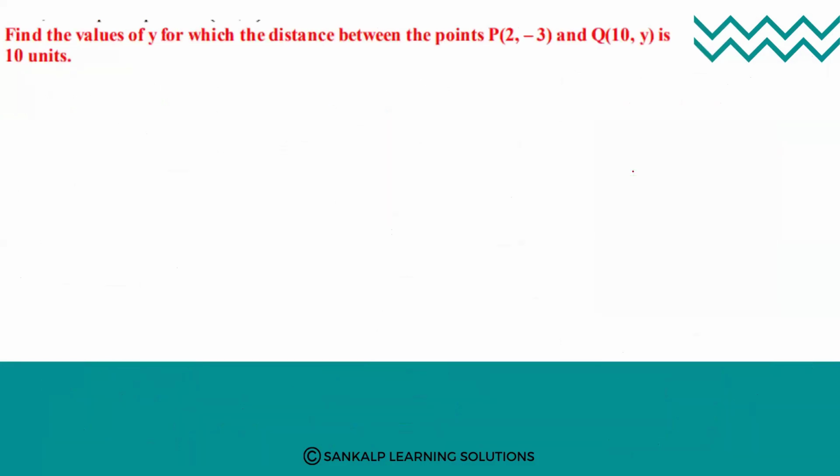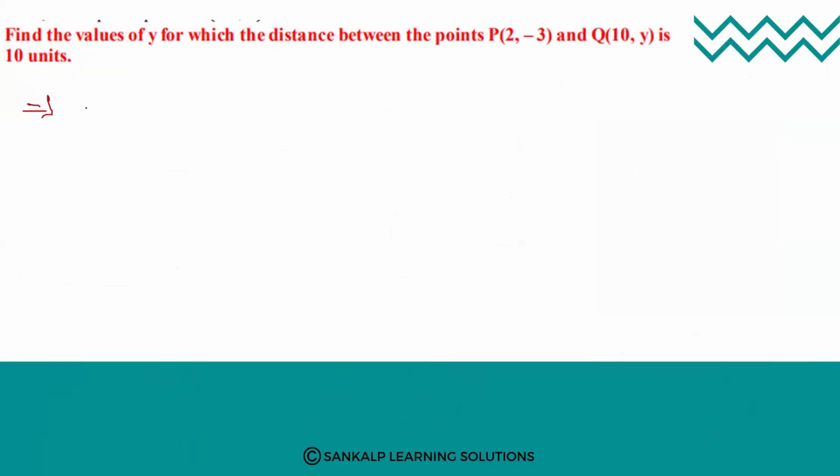Now, find the value of y for which the distance between the points P(2, -3) and Q(10, y) is 10 units. That means the distance is given and we need to find the value of y. Okay. So find the value of y.